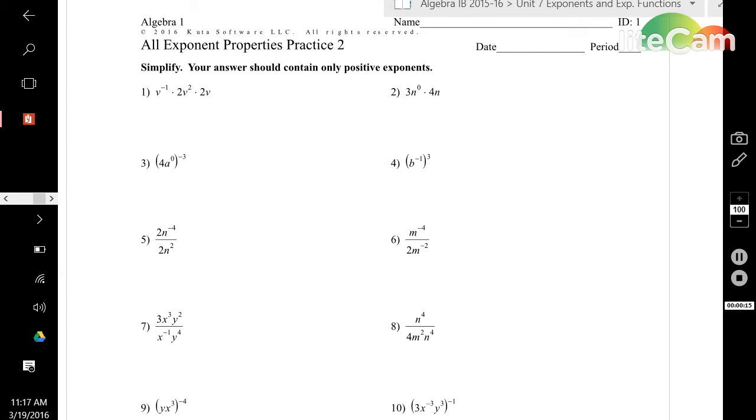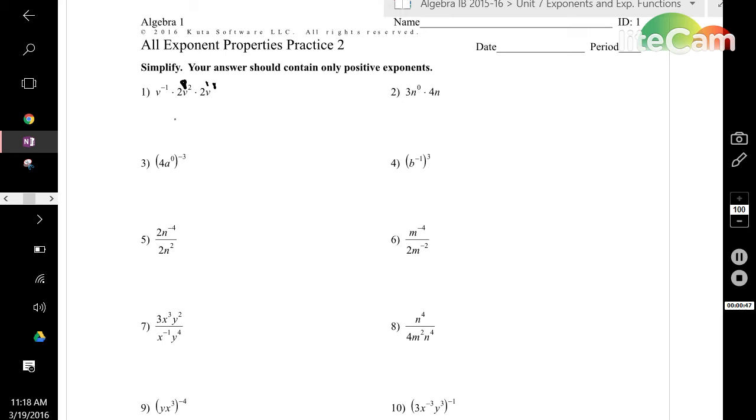So number 1 is v to the negative first power times 2v squared times 2v. The way to approach this problem is you want to look at like bases and add their exponents because it's all products. So in this problem, we cannot forget that if there is not an exponent written, there is like a 1. It's like having a 1 exponent written. So each of the 2's has a 1 exponent, and the v at the end has a 1 exponent.